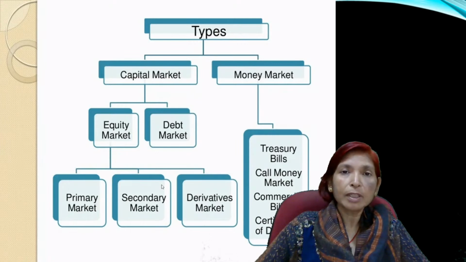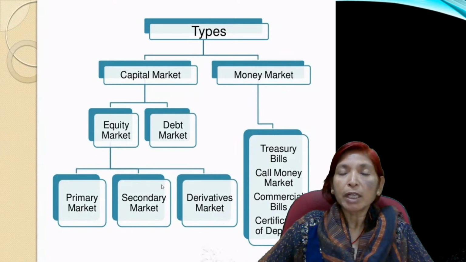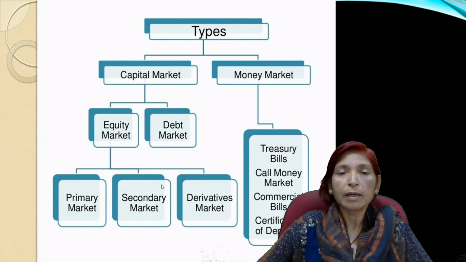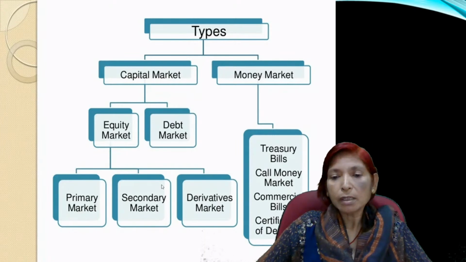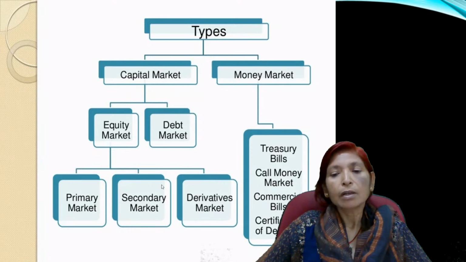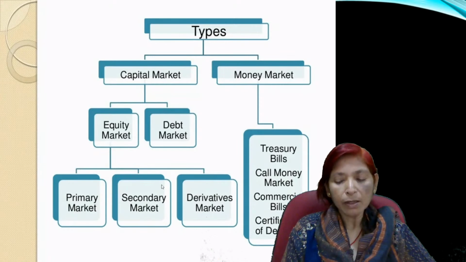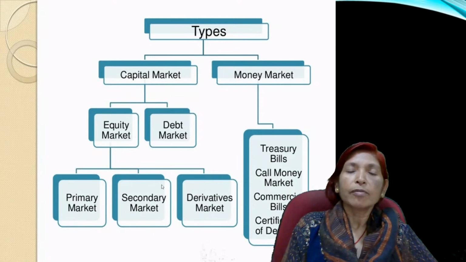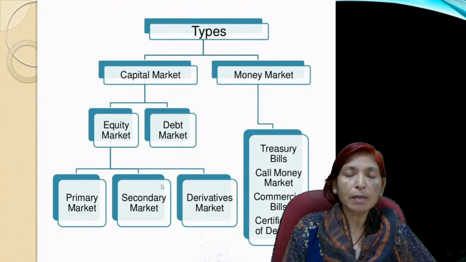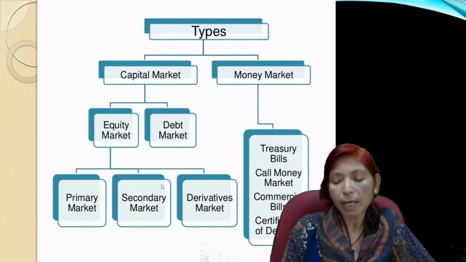The capital market is related to longer-term funds, in which equity and debt are included. And the equity market can be classified into three types: primary, secondary, and derivative markets. And in the money market, we include commercial bills, treasury bills, call money market, and certificates of deposits. So these are the basic types of financial markets, in which we can take two types of market: one is the capital market and the other is the money market.